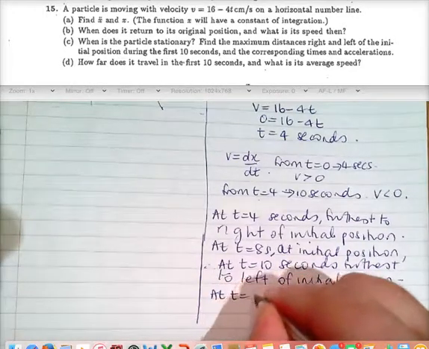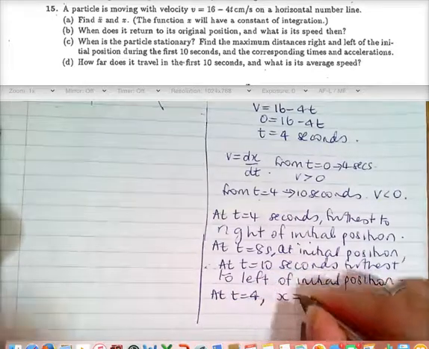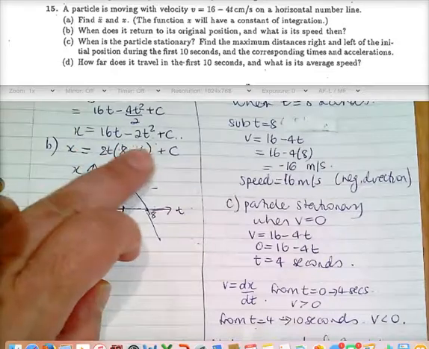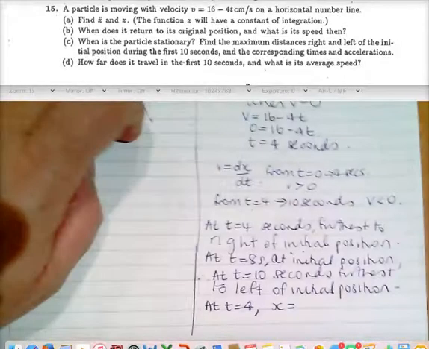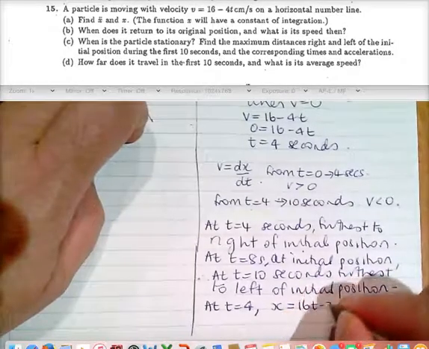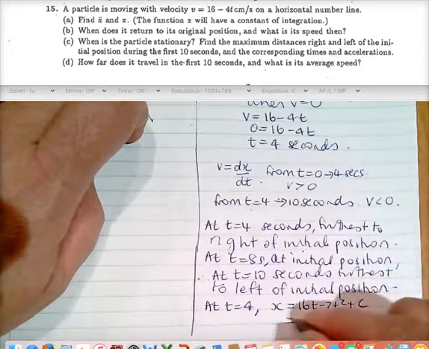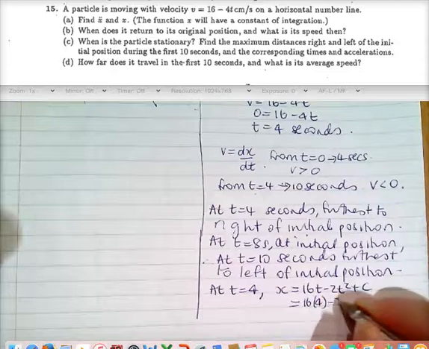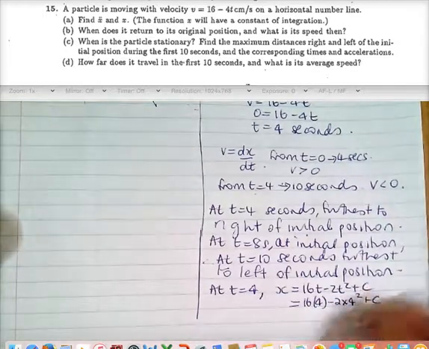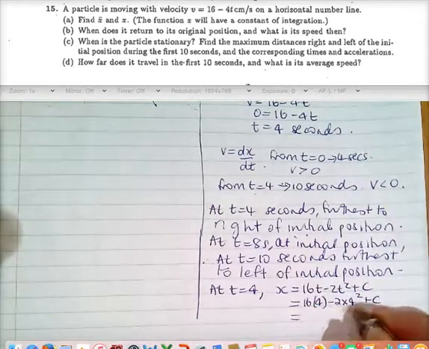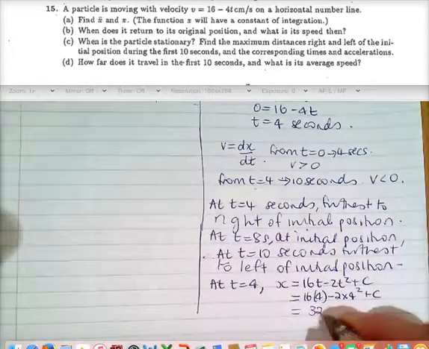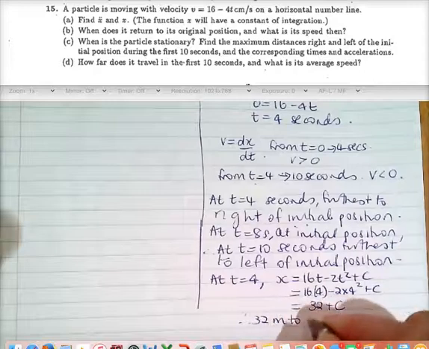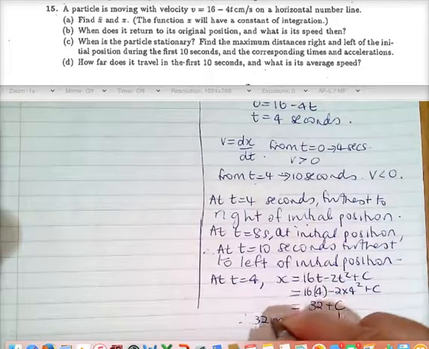So at t equals 4, x equals 16t minus 2t squared plus c, which is 16 times 4 minus 2 times 4 squared plus c, which is 64 minus 32. You're 32 plus c, so therefore you are 32 centimeters to the right of c.